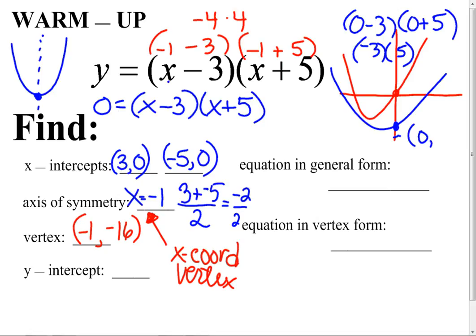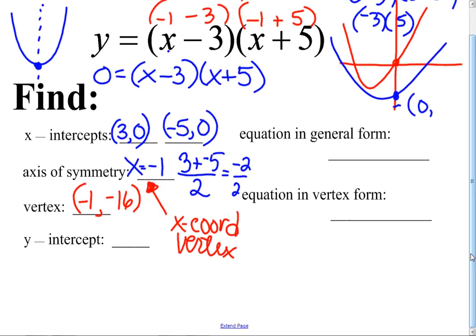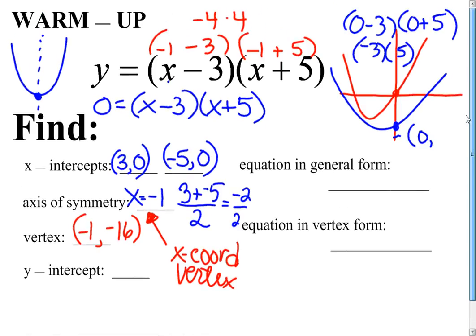Okay, guys. What's the y-intercept? Cole, what's the y-intercept? All you do is put x equal to 0 in here and x equal to 0 in there. And what's 0 minus 3 and 0 plus 5? What's a -3 times a +5? Okay, Cole, it's -15. So it's 0, comma, -15.